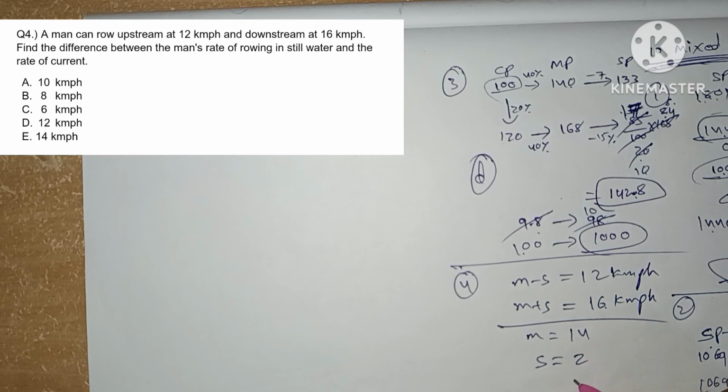The question asked is to find the difference between the man's rate of rowing in still water, which means m, and the rate of the current, which means s. The difference between these two will be 12. So the answer will be 12. Option D is the answer for the fourth question.